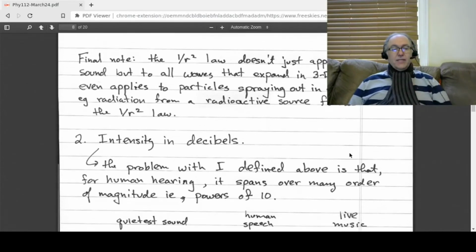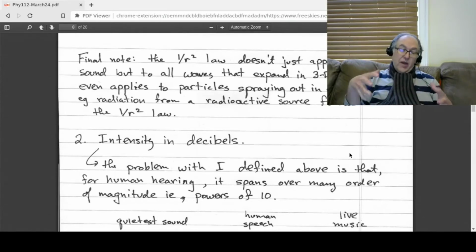Now, the last thing I'm going to say about the 1 over R squared law is we were thinking about it in terms of sound, but it actually applies to all waves that expand in 3 dimensions. Whenever a wave is expanding in 3 dimensions, it's smearing its energy over a sphere, and the area of the sphere is increasing as 4 pi r squared, and so the intensity is decreasing as 1 over r squared, and hence the inverse r squared law.